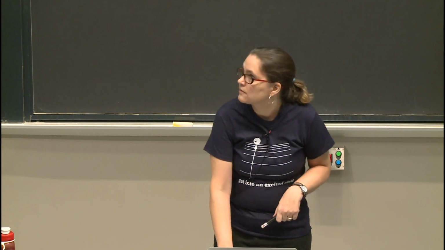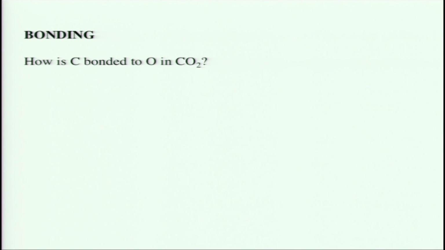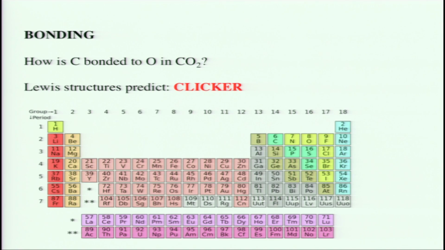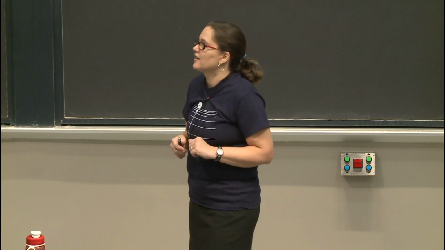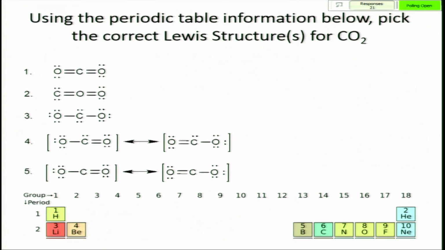So let's talk about carbon dioxide, and let's think about how carbon and oxygen are bonded together. We can use Lewis structures to predict what the bonding will be. So let's go ahead with our first clicker question and predict which of these, and we have a little bit of the periodic table, is the correct Lewis structure for CO2.